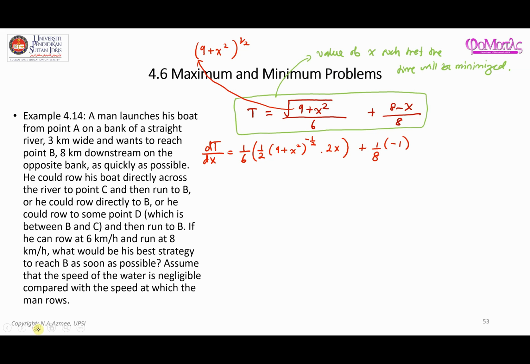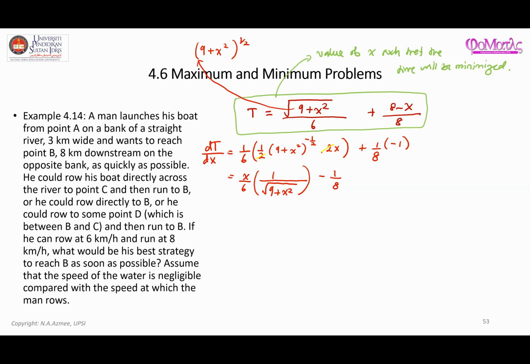Okay, so what else? You can cancel the 2 on the top here with the 2 at the bottom. And next you can simplify the look of this. The look of this is going to be x over 6, times 1 over the square root of 9 plus x squared. Okay, so this is the simplified form, and this is going to be minus 1 over 8.